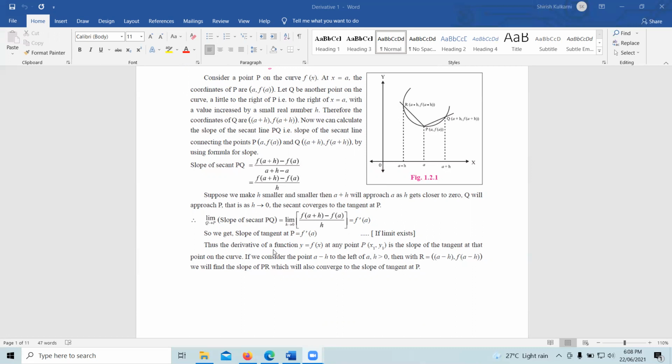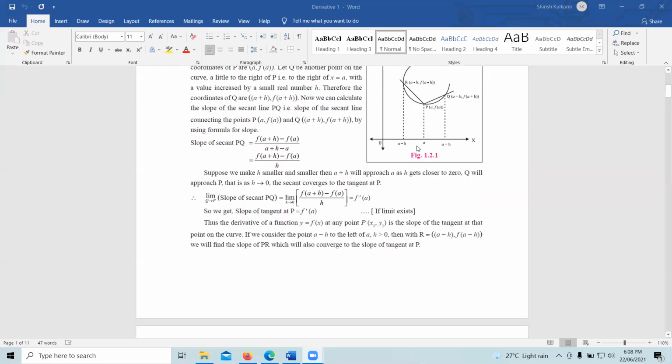Thus the derivative of the function y is equal to f of x at any point P(x1, y1) is the slope of the tangent at the point on the curve. What is the geometrical interpretation of the derivative? It is nothing but the slope of the tangent to the given curve.